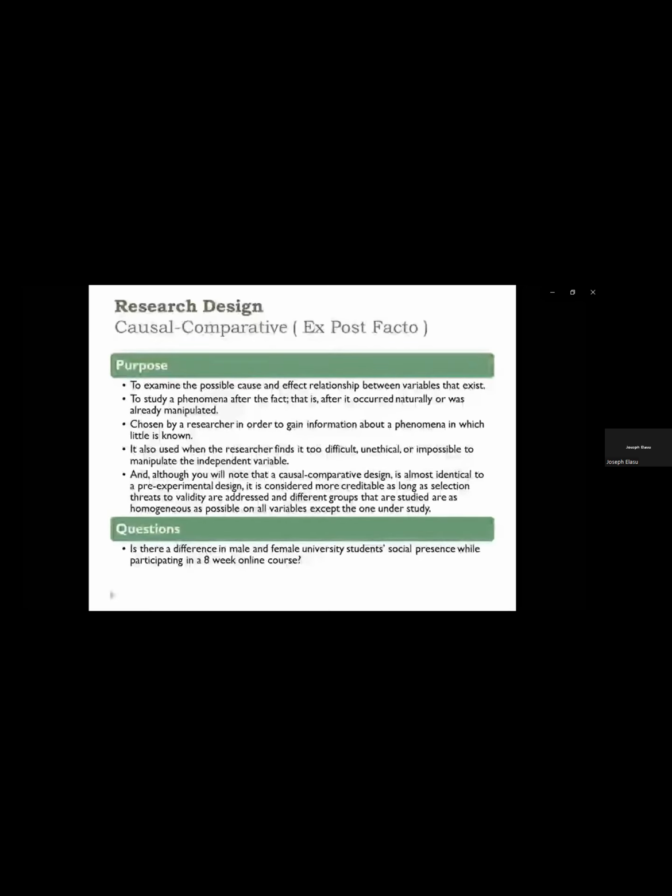Now, it's important to note that a causal comparative study is almost identical to a pre-experimental design, and we'll talk in a little bit about how that's not a credible design. But the difference is that oftentimes a causal comparative study has a control group. Actually, it always has a control group. So what you're looking at with a causal comparative design is a phenomenon or something that's happened, and you're comparing it with something else.